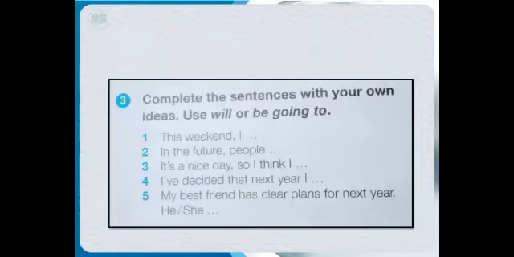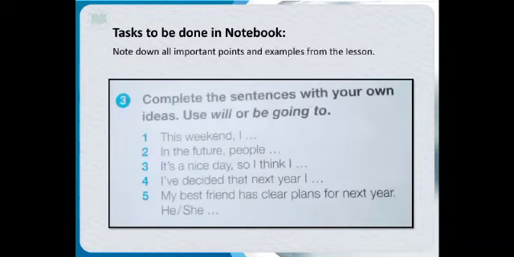Here you have exercise 3. And you have to do this exercise in your notebook, but after noting down all the important points and examples from the lesson. What you have to do here is complete the sentences with your own ideas. Use will or be going to. So you can use anything. If you have not decided anything, then you will use will. And if you have taken a decision to do something, you are going to write be going to. So there are some incomplete sentences, and you have to complete these sentences in your notebook. This work will also be done in the notebook.